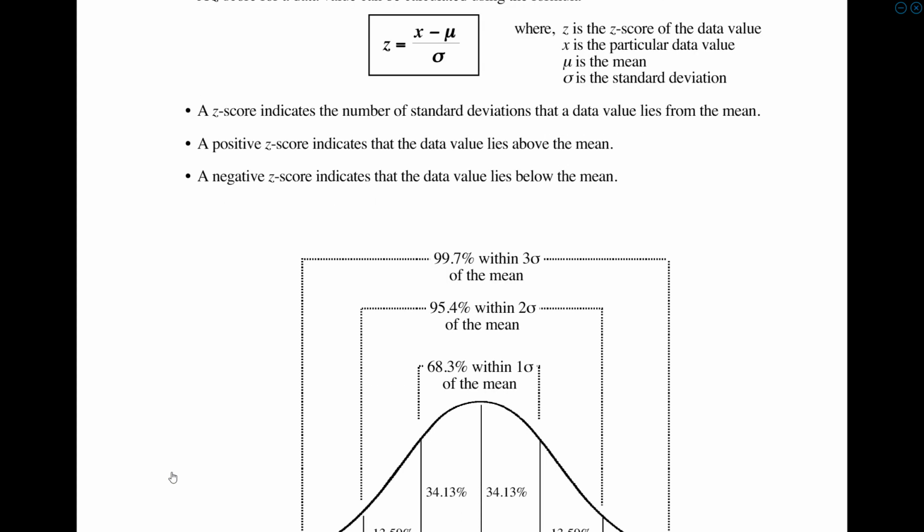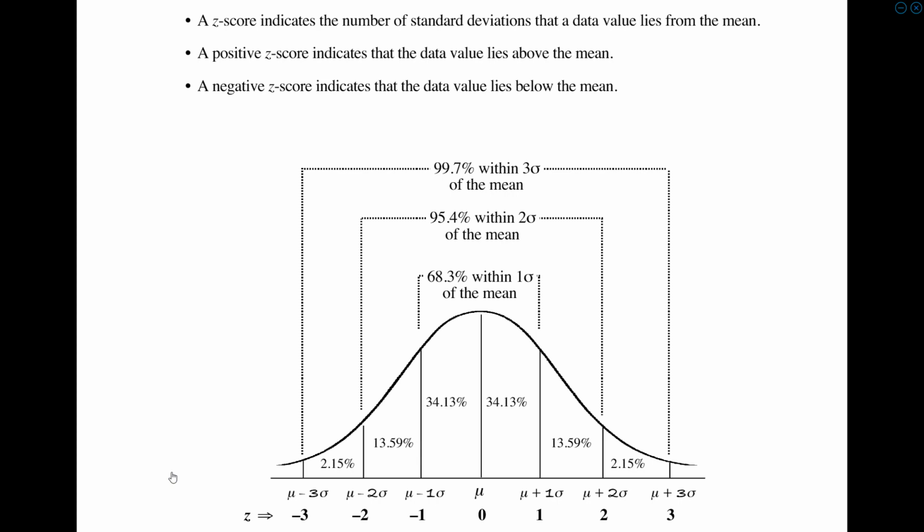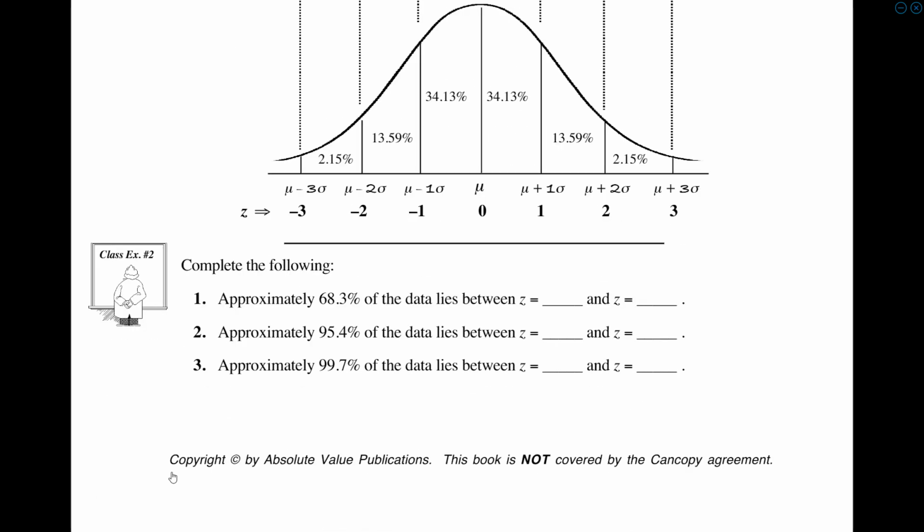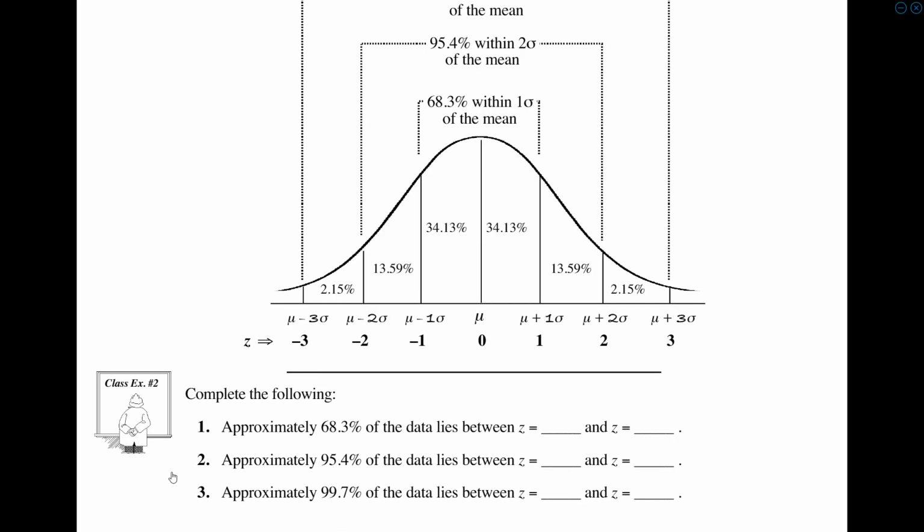Alright, so here's what we see. This is all still the same stuff. Within three sigmas of the mean, or within 3 Z-scores of the mean, we have 99.7% of the data, and moving in, it's a smaller percentage within that range. So in this case, 68.3% of the data is within a Z-score of -1 to 1. 95.4% of the data is within a Z-score of -2 to 2. 99.7% of the data is between -3 and 3.